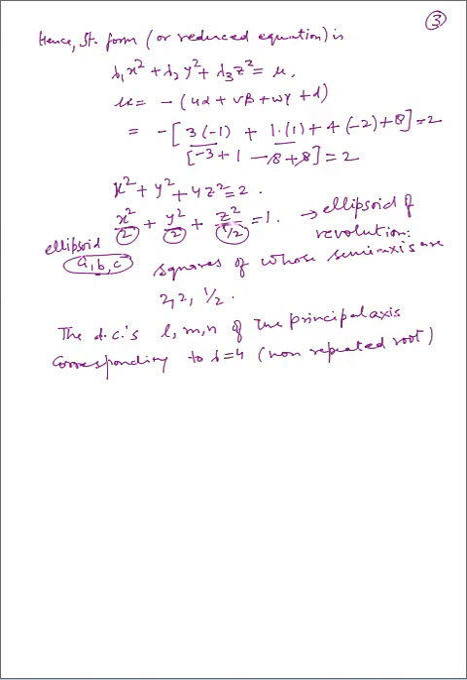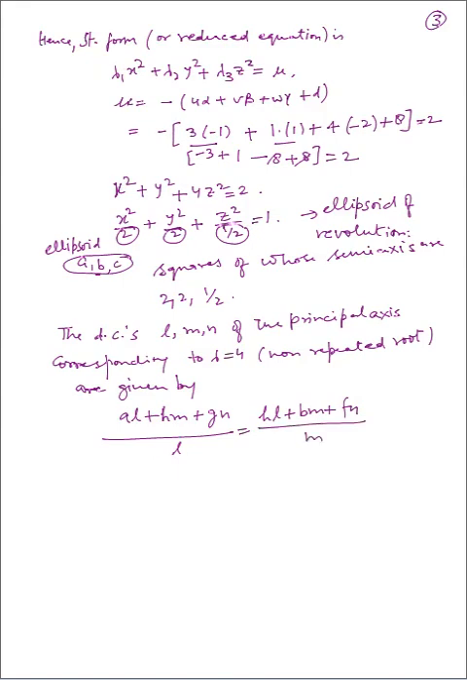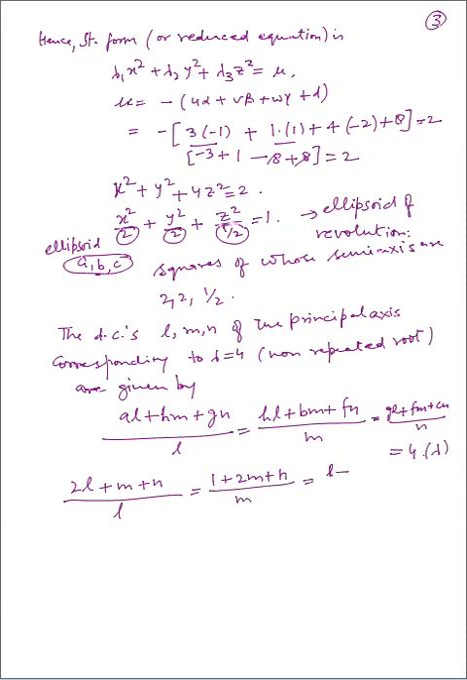are given by, ये क्या होगा, जो है a l plus h m plus g n upon l is equal to h l plus b m plus f n upon m is equal to g l plus f m plus c n upon n is equal to 4. a is equal to lambda होता है, which is lambda is 4 here. So a we know 2, l plus m, h is 1, g is 1 upon l is equal to 1 l plus b is 2, f is 1 upon m is equal to 1 l plus 1 m plus 2 n upon n is equal to 4. तो यहाँ से इक्वेशंस आ गई.